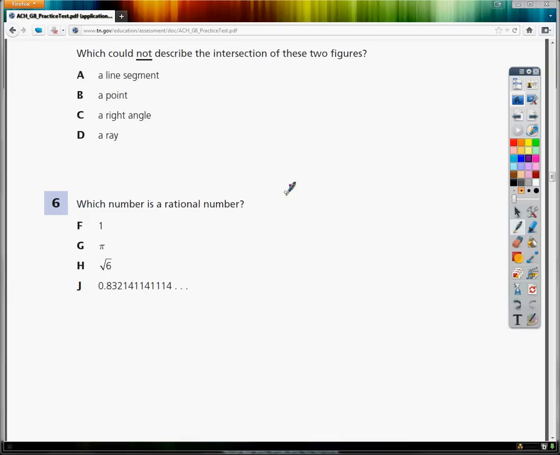Hi, this is the TCAP 8th grade mathematics practice test, question number 6. It wants to know which number is a rational number. A rational number is the type of number that you can make into a fraction.